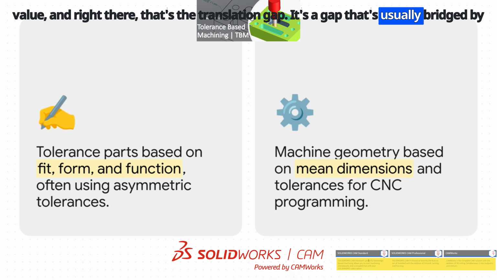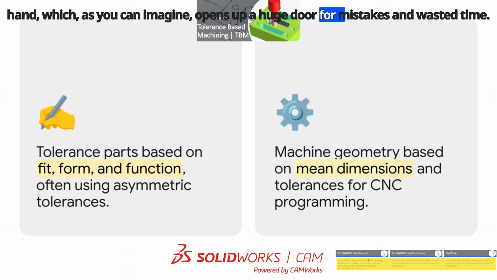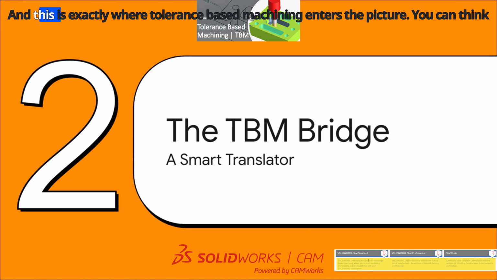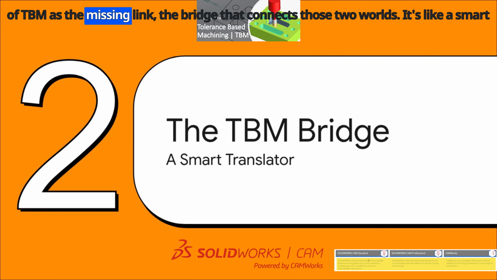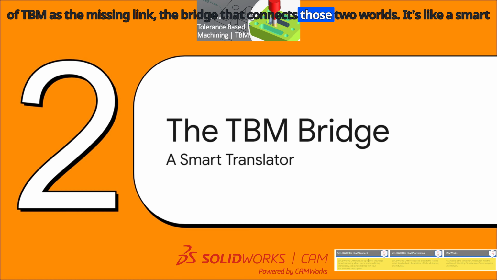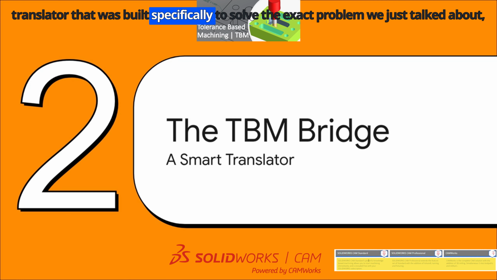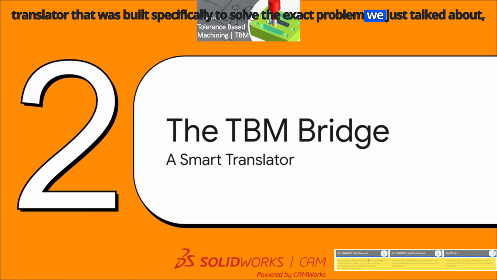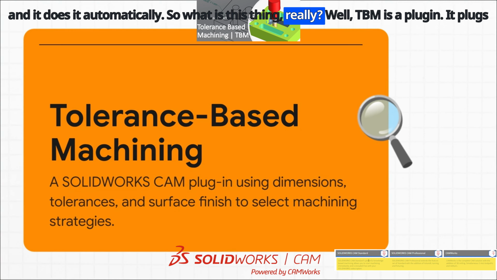It's a gap that's usually bridged by hand, which, as you can imagine, opens up a huge door for mistakes and wasted time. And this is exactly where tolerance-based machining enters the picture. You can think of TBM as the missing link, the bridge that connects those two worlds. It's like a smart translator that was built specifically to solve the exact problem we just talked about, and it does it automatically.